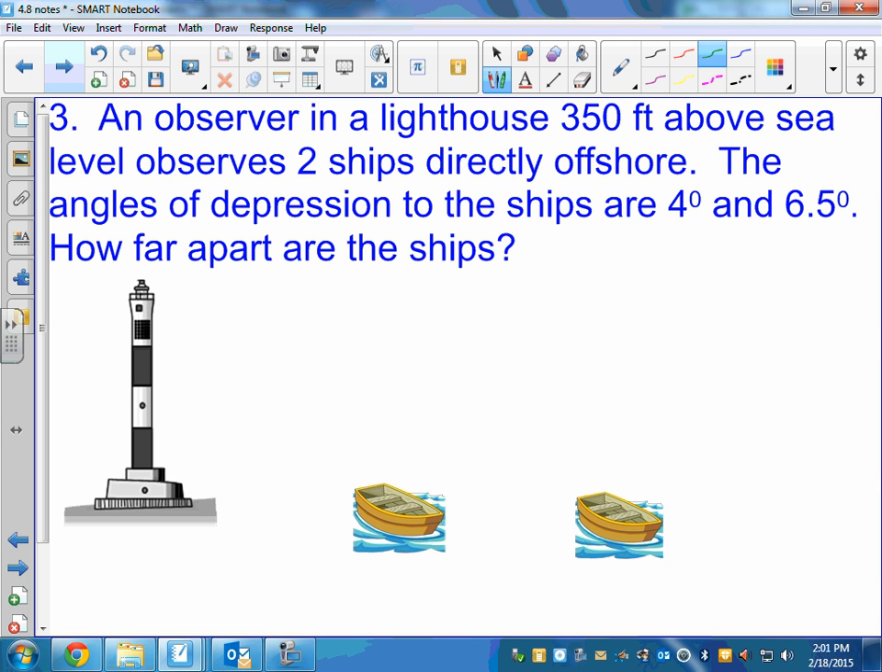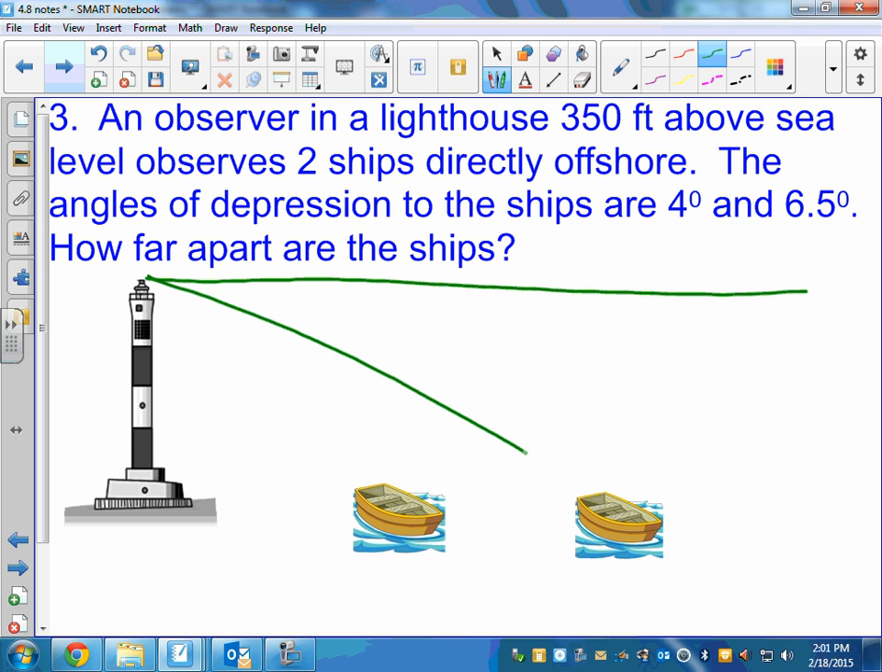Look at my lovely ships I got here. Two ships directly offshore. The angles of depression to the ships are 4 degrees and 6.5 degrees. How far apart are the ships? That's the question. So, angles of depression, can I draw this in? Sure. And then I'm going to draw in to this ship, and make sure you put 350 feet, and this ship. This is 350 feet. So first of all, can I find how far apart the boats are right away?